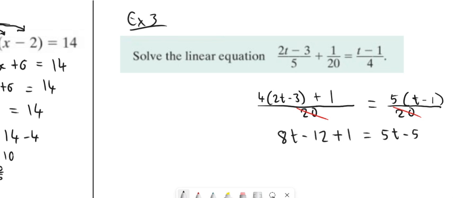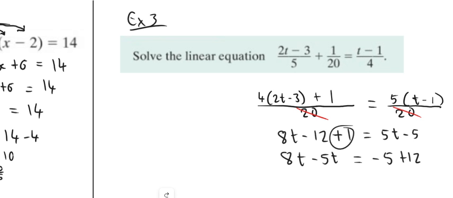Again, I'm trying to bring everything with a variable to the one side. Therefore, I'm going to bring this 5t across the equal sign and it'll become a minus 5t. So we get 8t minus 5t. Then I'm going to bring this minus 12 across and it'll become a plus 12. So we're going to be left with minus 5 plus 12. And I'm going to bring this plus 1 across and it becomes a minus 1.